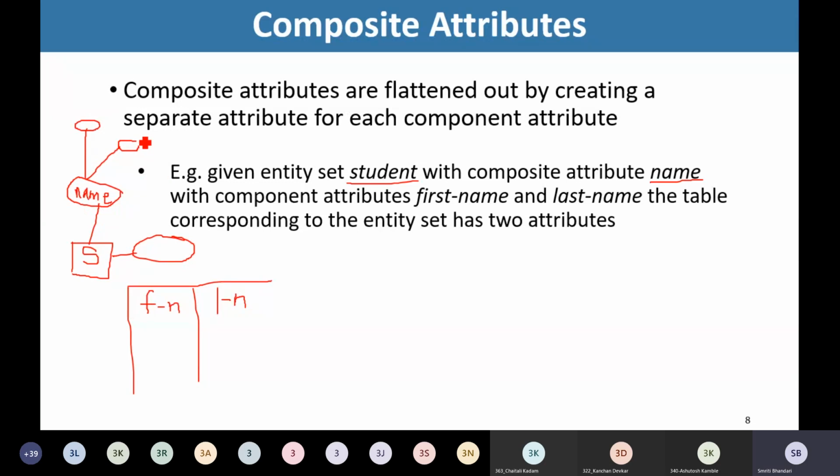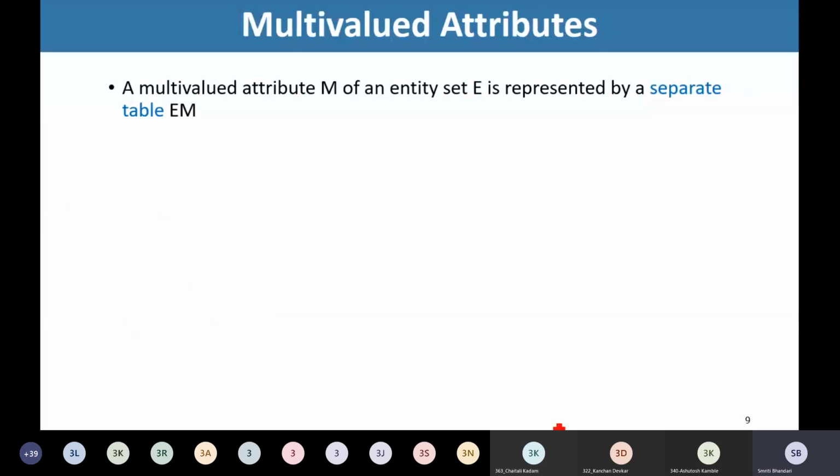So if this composite attribute is having two subparts or two components, then instead of creating a column for this composite attribute name, what I will do is create separate columns for the components of the composite attribute. So if I am having first name, last name here, I will be having separate columns, first name and last name. Now, how to deal with multi-valued attribute now?